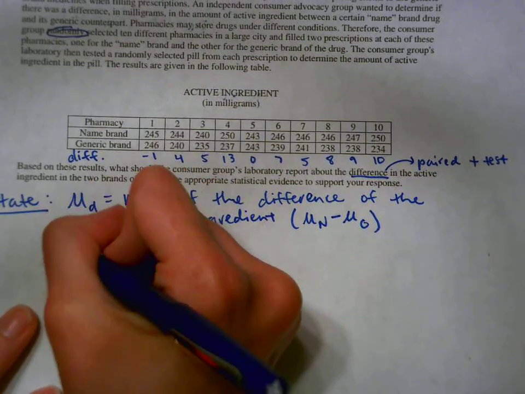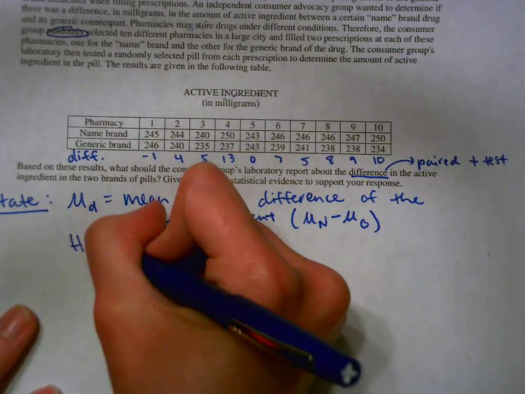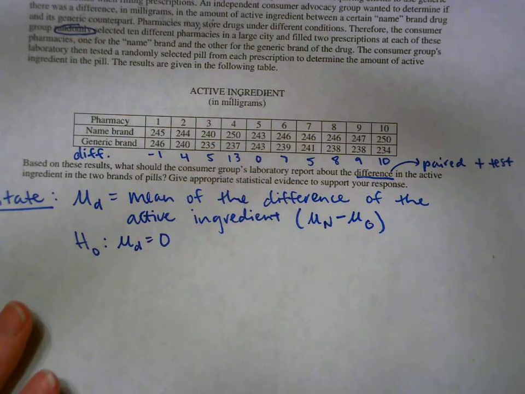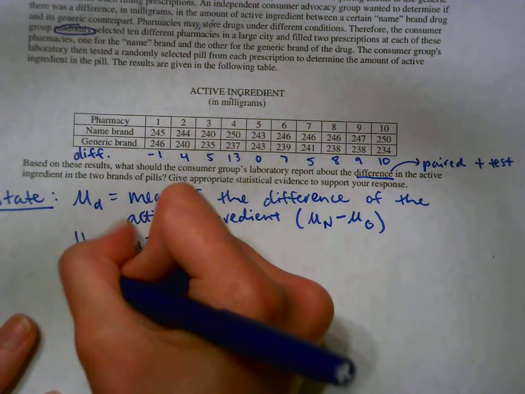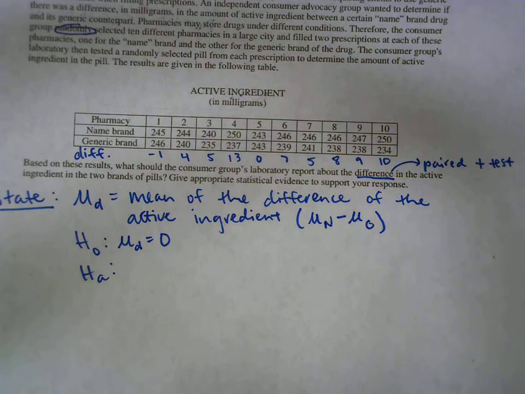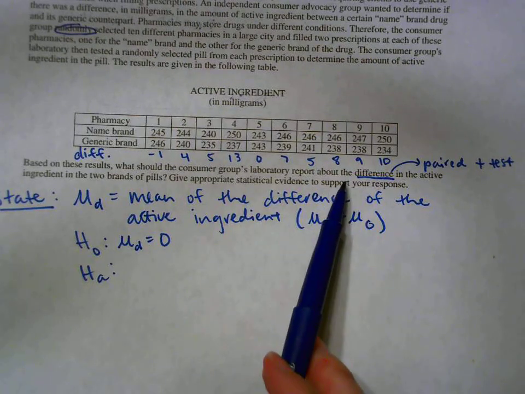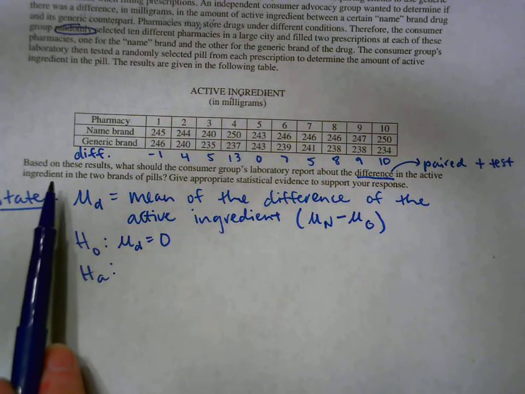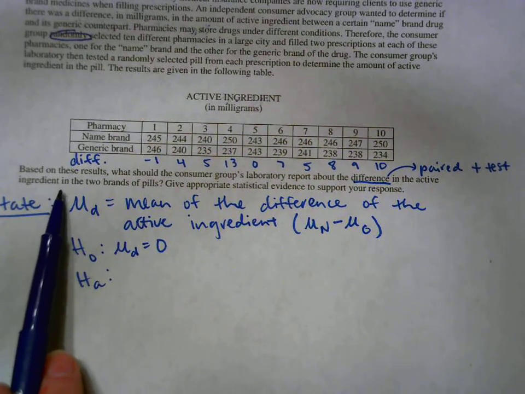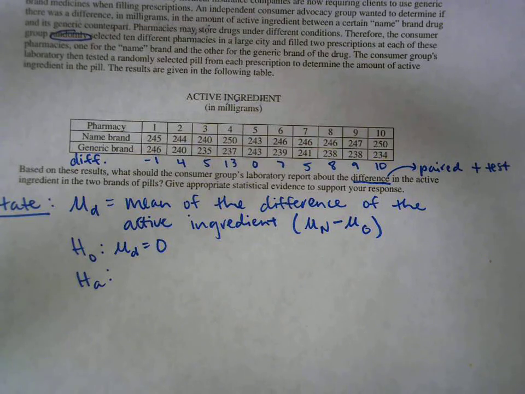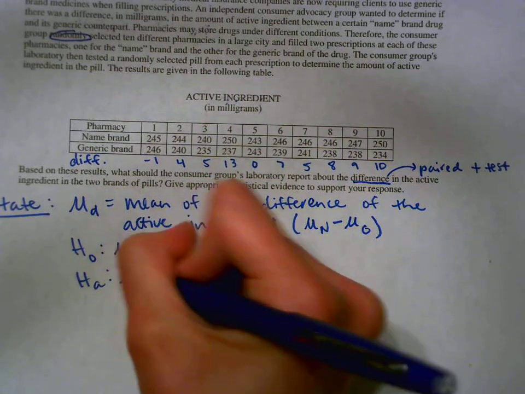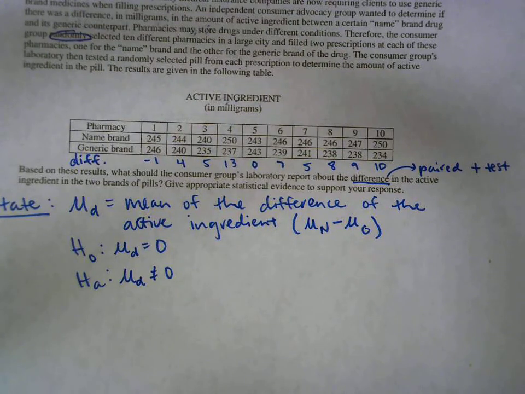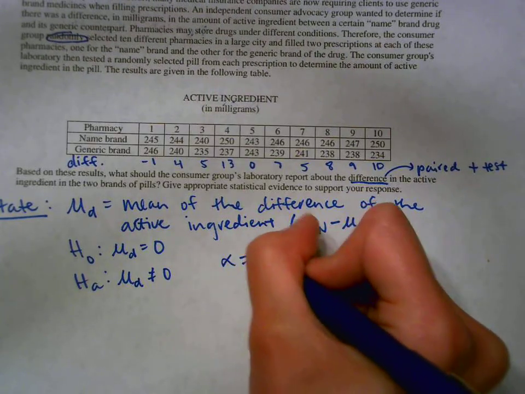Our null would be, remember, that there's no difference, that the mean of the difference is 0. Then do we have reason to believe that one is larger than the other? We're just trying to determine, is there a difference? It doesn't give us some direction that the difference might be, so we're just trying to test, is there a difference? Is it not 0? And then our alpha would be 0.05.